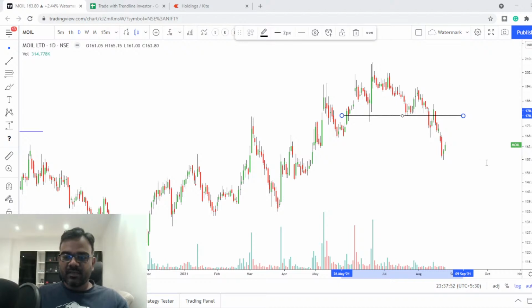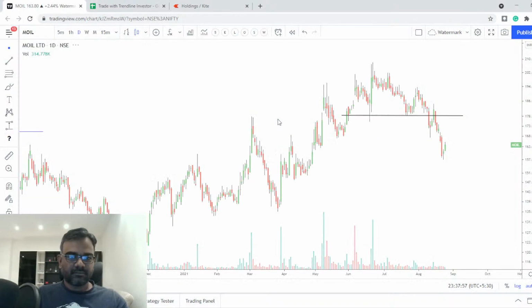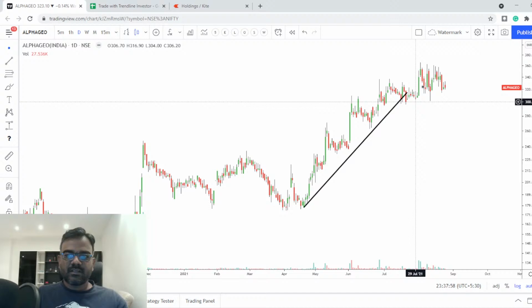Yeah, Brijesh, my view on Alpha Geo. It's a nice uptrend. You can continue to hold the stock. Good for positional trading as well. That's one of our good patterns that we follow: higher highs, higher lows, right?